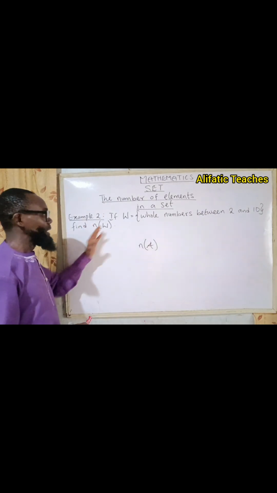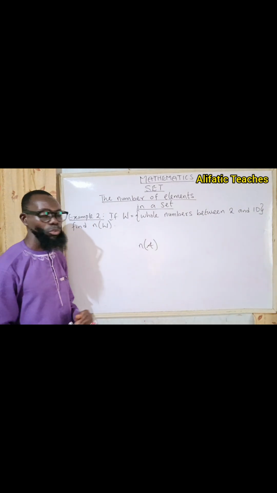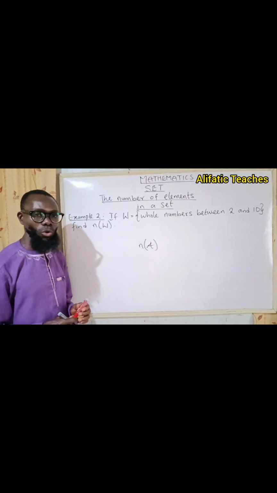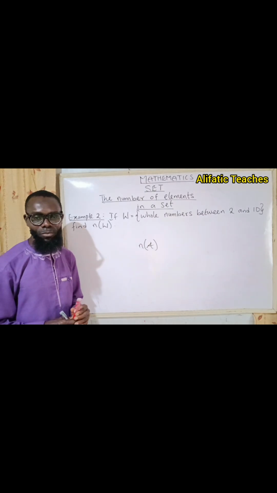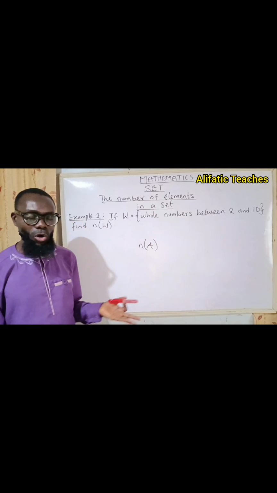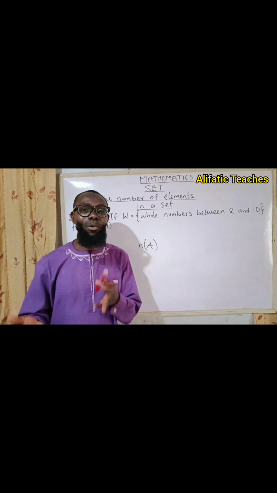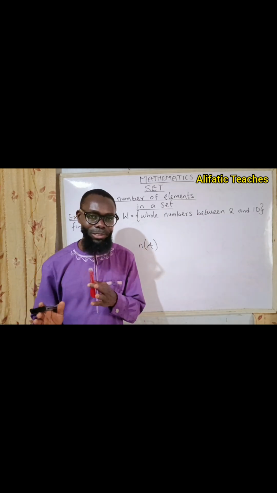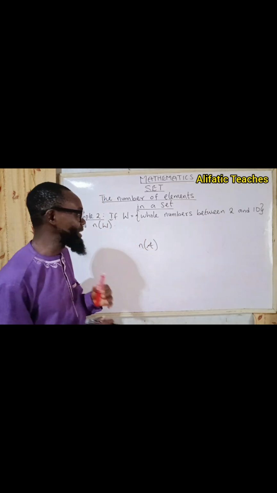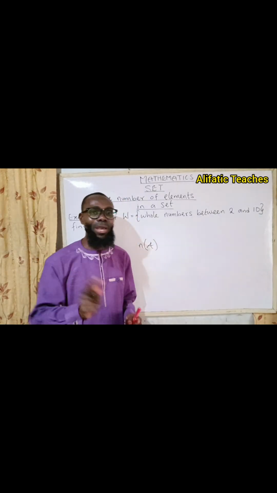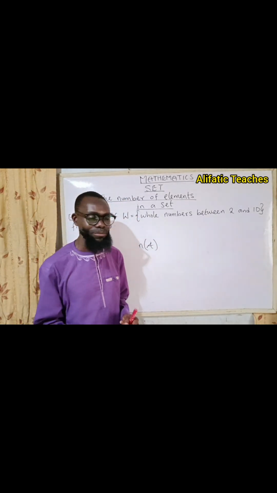Example 2. If W is equal to whole numbers between 2 and 10, we know what whole numbers are. Whole numbers are numbers without decimal points. So between 2 and 10 means 2 is not included, 10 is not included. We start from 3 and we end at what? 9.